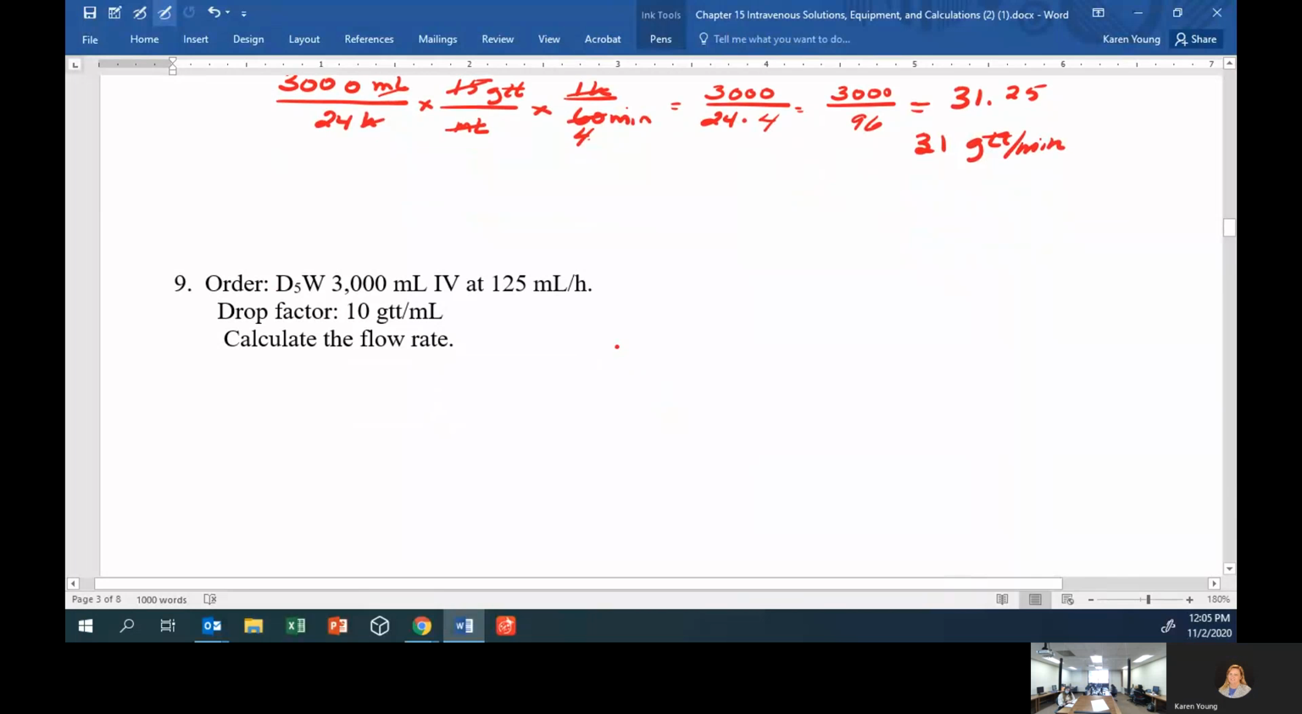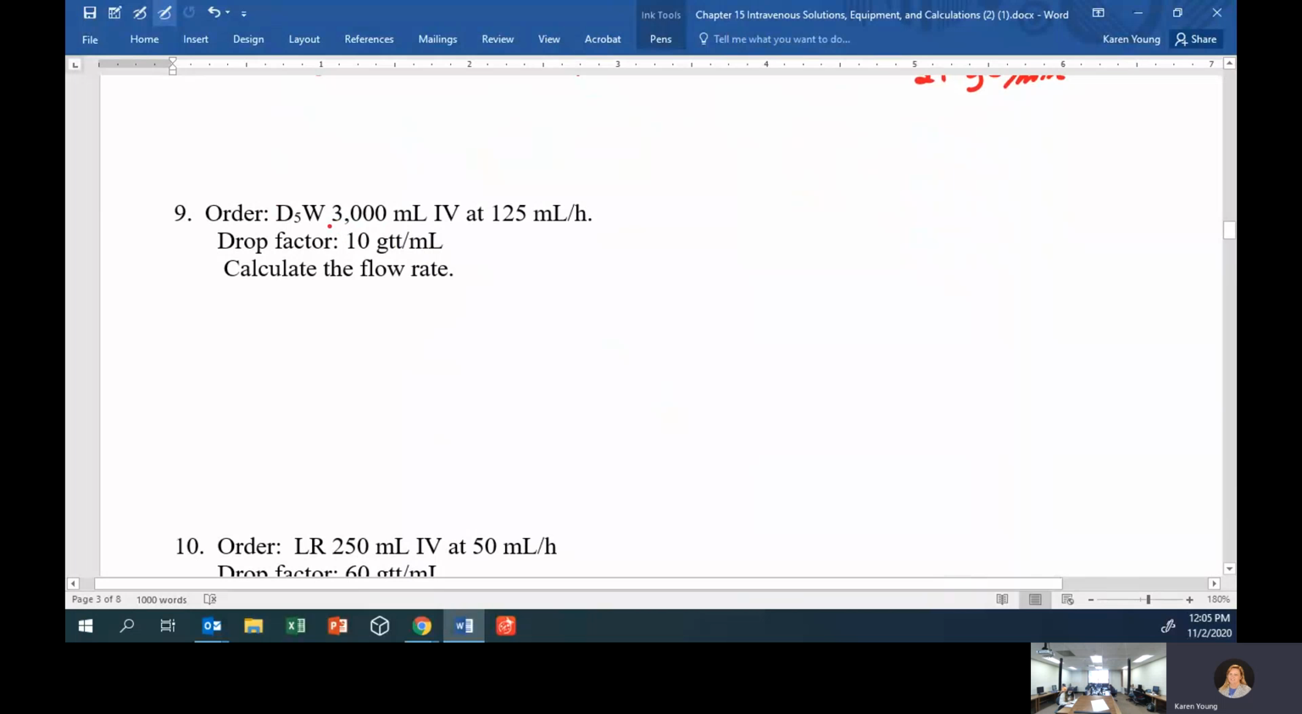Now, number 9. Notice it has the 3,000 milliliters at 125 milliliters per hour. So I've got a rate. But then it gives me a drop factor of 10 drops per milliliter. And it asks me to calculate the flow rate. So anytime you're given a drop factor, your flow rate is going to be in drops per minute. Even if I don't ask for it in drops per minute, if I give you a drop factor, it's an automatic drops per minute. So y'all work this one out and see if I can get the right answer.